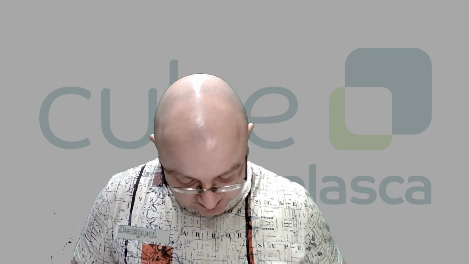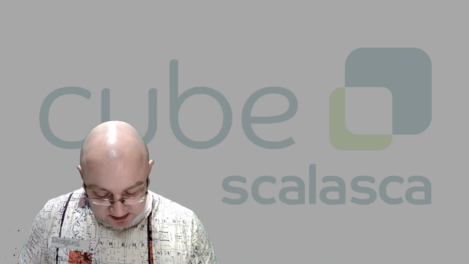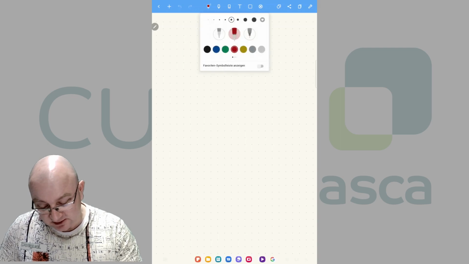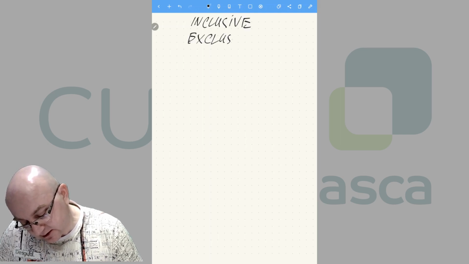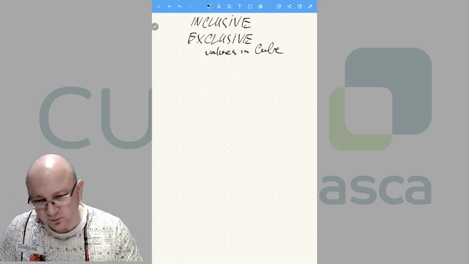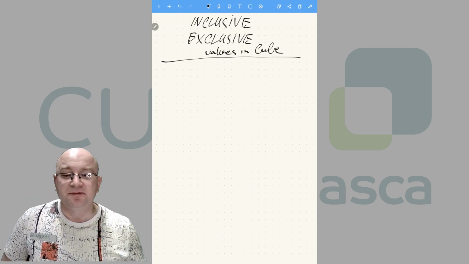Here we start. Okay, so if we speak about inclusive and exclusive values in Cube, in the library and in the GUI, what do we actually mean?